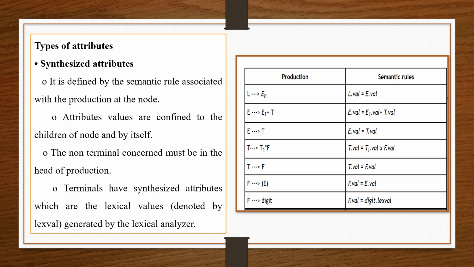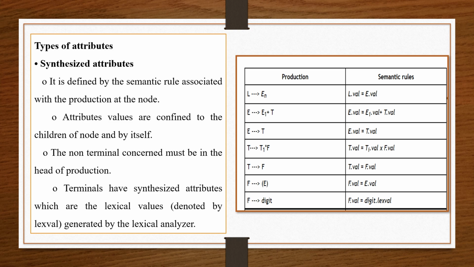And production 3, E derives T, has a single rule that defines the value of E to be the same as the value of T, meaning its child. So E depends on T. Understood? T.val is copied to E. Production 4 is similar to the second production. Its rule multiplies the values of its children. And the rules for productions 5 and 6 copy the value at the child, like the third production.